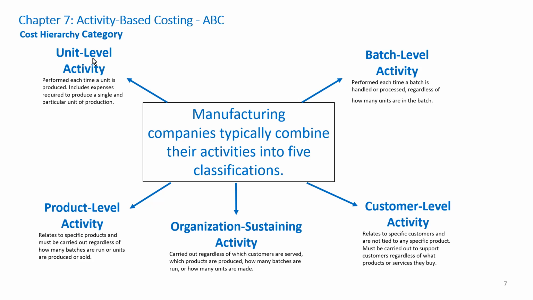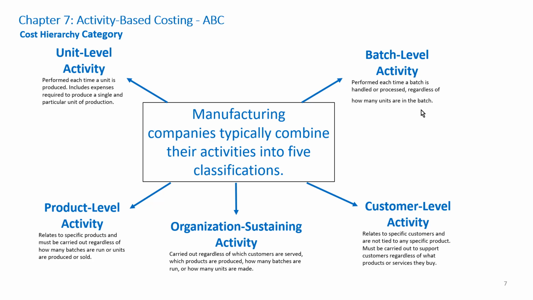The first level are referred to as unit-level activities. Unit-level activities are performed each time a unit is produced. They include expenses required to produce a single and particular unit of production. Costs are proportional to the number of units produced. Examples would include providing power to run processing equipment, assembling a product, direct material, labor time, direct labor, and energy to run production machines.